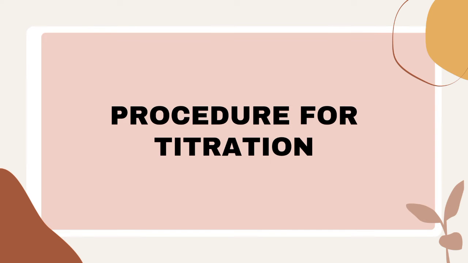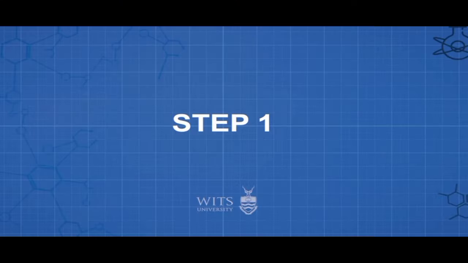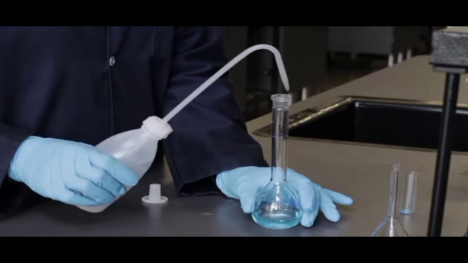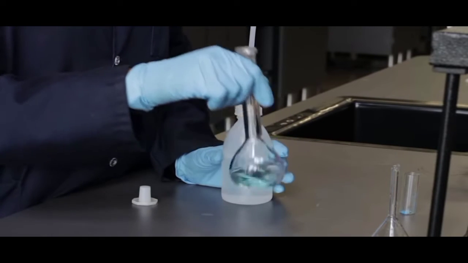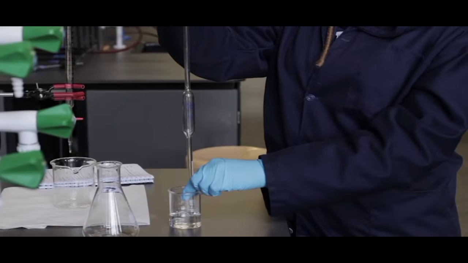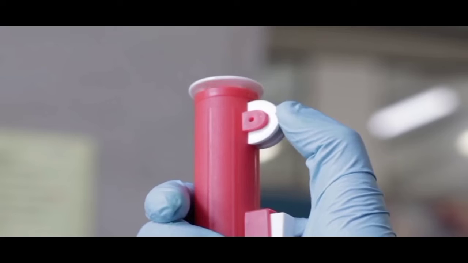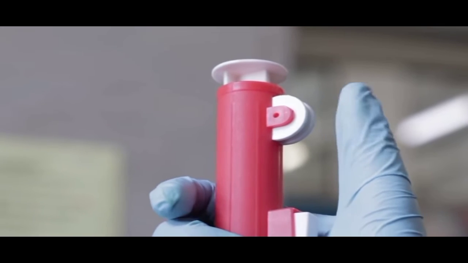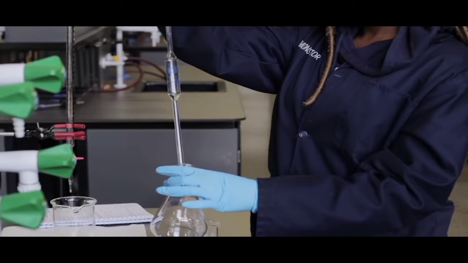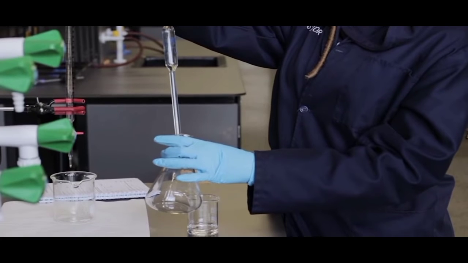So now, I will show you the procedure for successful titration. Step 1. If the sample is a solid, it is weighed and dissolved to make up a known volume of a solution in a volumetric flask. Step 2. A pipette is used to measure accurately a volume of the solution, for example, 10.00 milliliters. This is emptied into a conical flask.